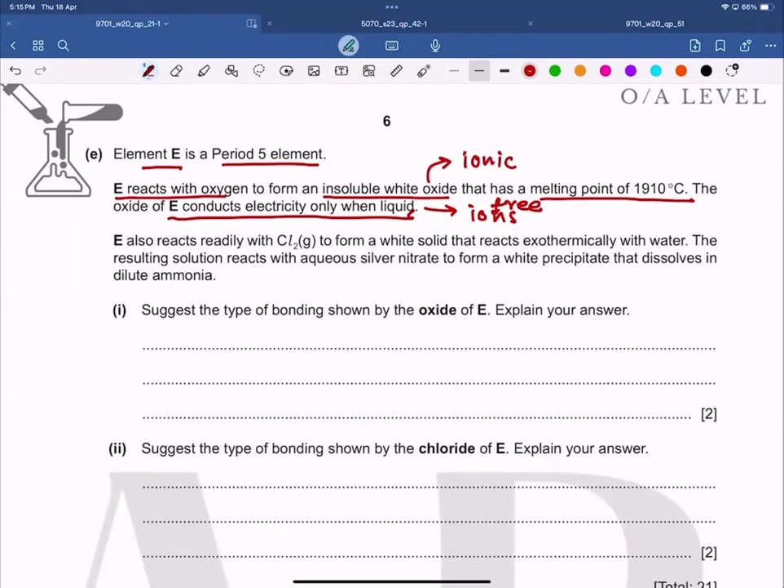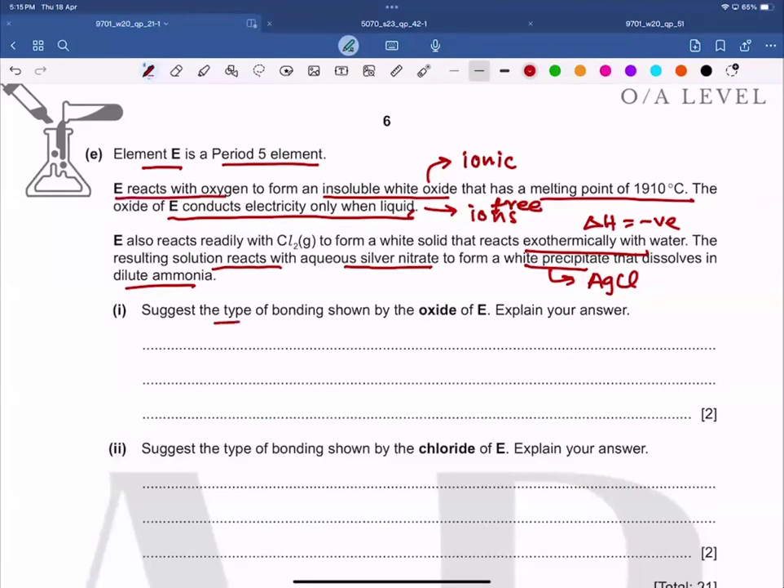Okay. E also reacts readily with chlorine to form a white solid that reacts exothermically with water. So when it reacts with chlorine, it forms its chloride, which is white in color. And when it reacts with water, energy is released. The delta H is negative. The resulting solution reacts with silver nitrate to form a white precipitate that dissolves in dilute ammonia. So obviously these white precipitates are of AgCl, silver chloride, which are soluble in ammonia.